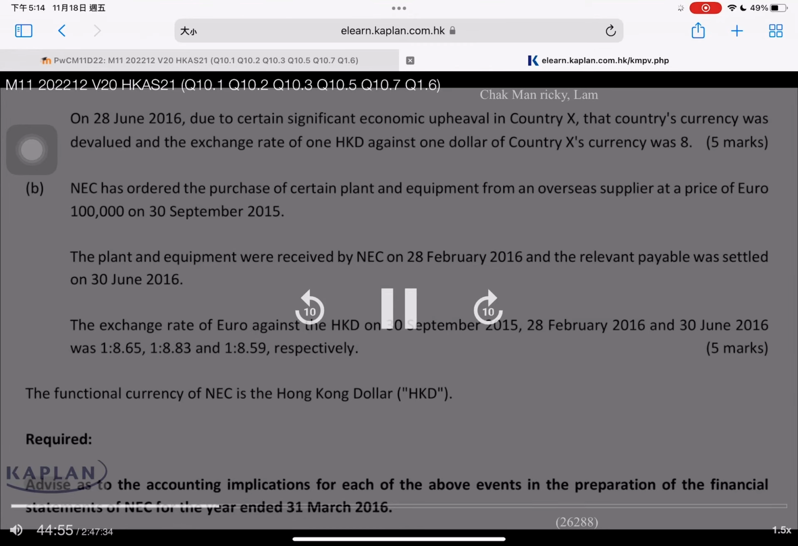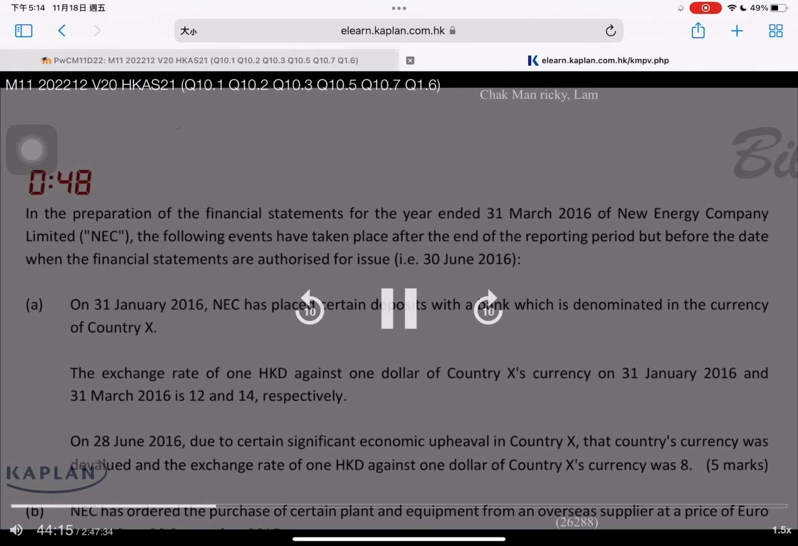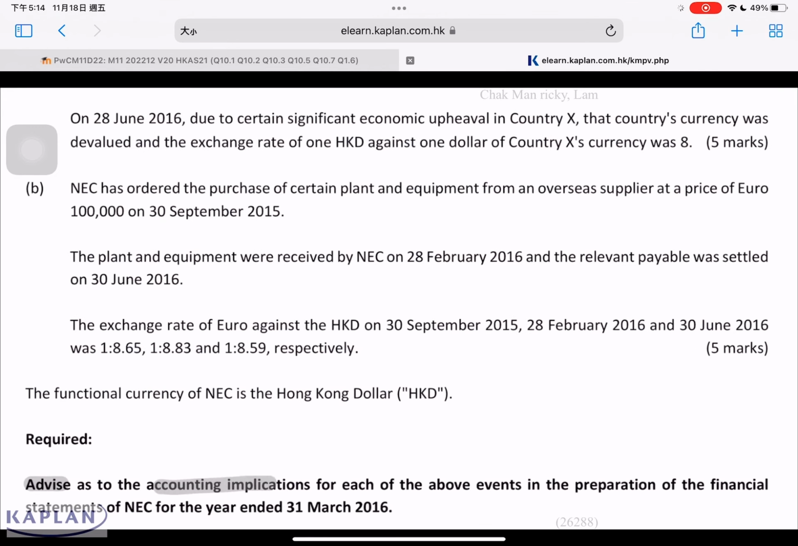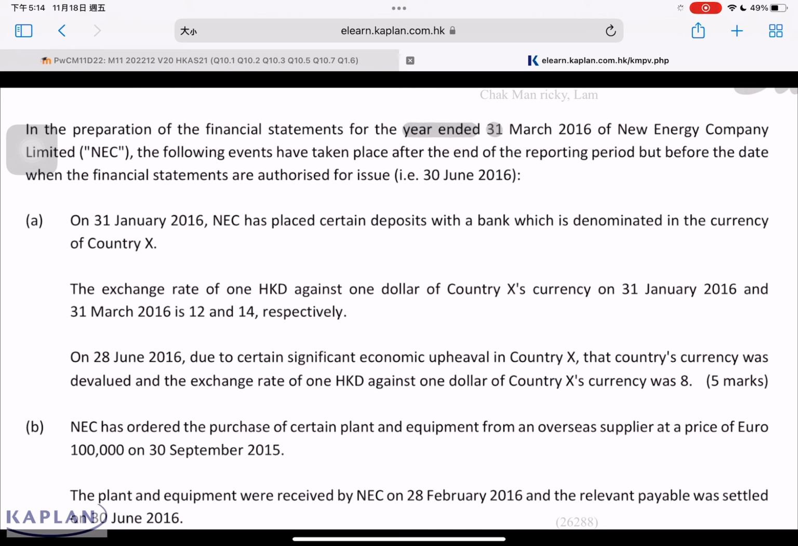Advise the accounting implications in the preparation of financial statement for the year end 31st March 2016. When we say accounting implication, it means how this affects statement of profit and loss and other comprehensive income, and how this affects statement of financial position. Year end is 31st March 2016.